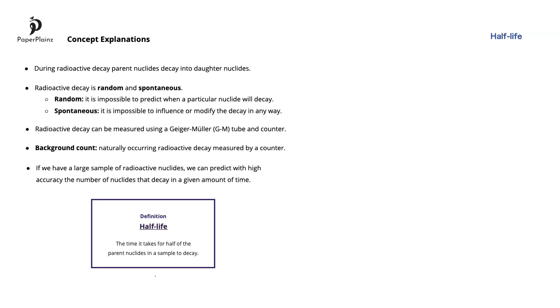Let's see an example to understand half-life better. We'll work with mercury-210. Its half-life is 10 minutes. Let's say that we have a sample that contains 100 such nuclides. Since the half-life of this nuclide is 10 minutes, after 10 minutes, the sample will have 50 mercury-210 nuclides left. The other 50 nuclides have decayed.